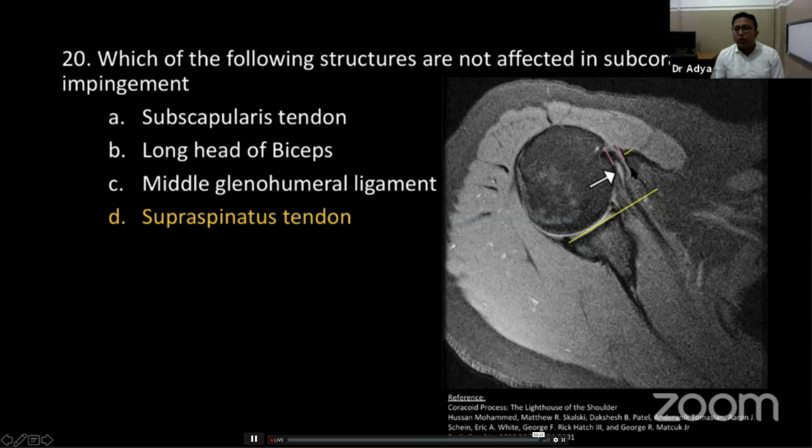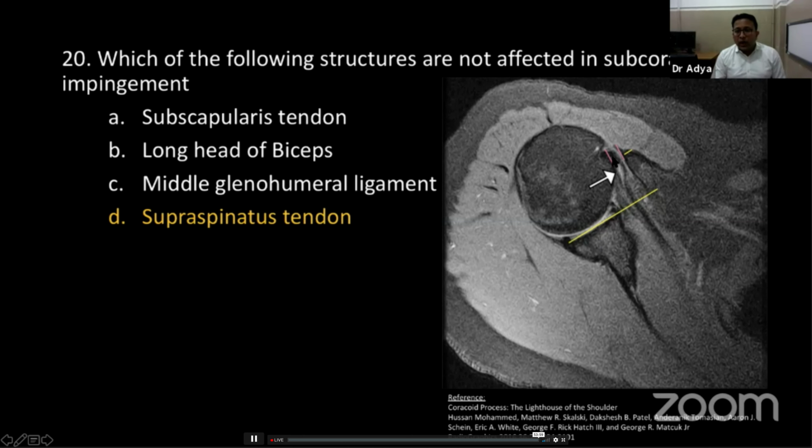So the structures which get compressed between these two structures are the subscapularis tendon, which goes through this to join at the lesser tuberosity. Then the long head of biceps, since the insertion of the subscapularis forms the biceps anchor or biceps pulley, so that also might get compressed. And obviously the middle glenohumeral ligament, just now I told that it blends with the subscapularis tendon, so that is also liable to get compressed. So a little bit of anatomy to share about the subcoracoid impingement.